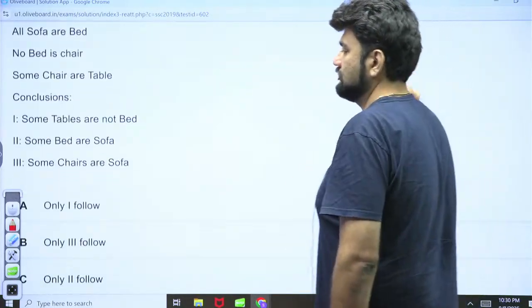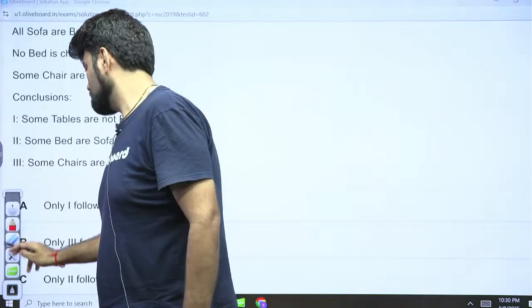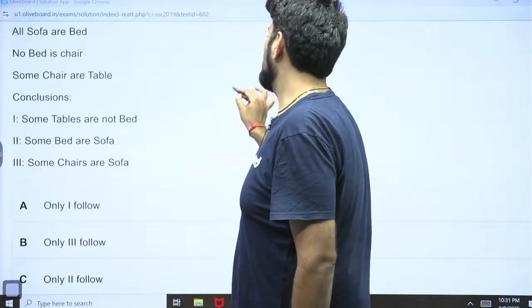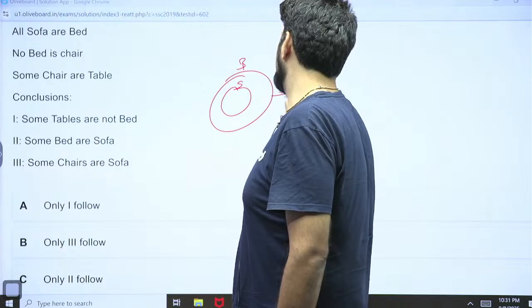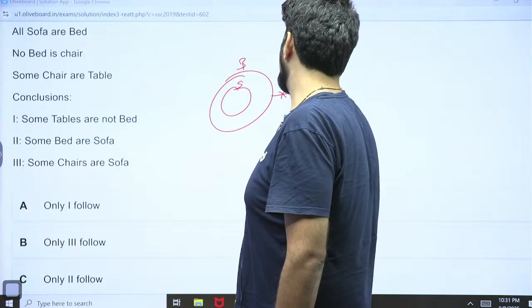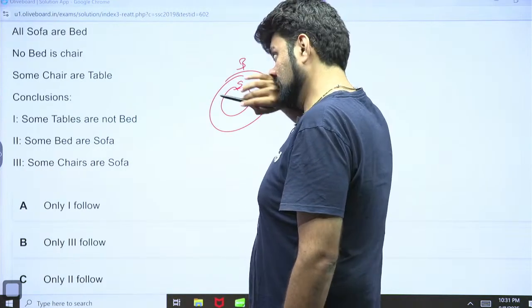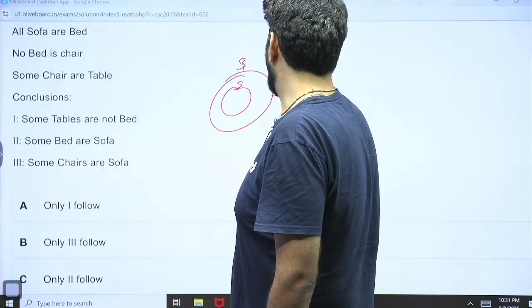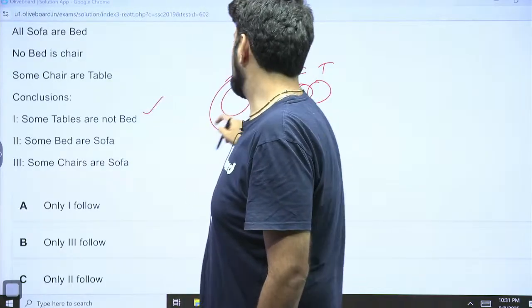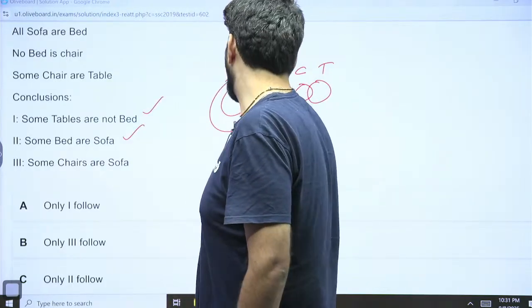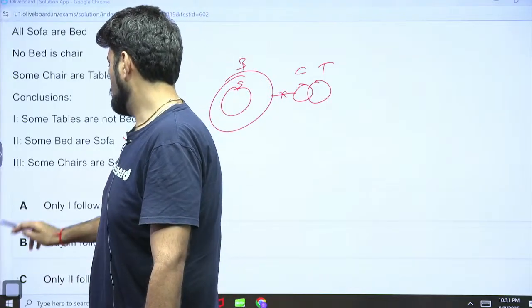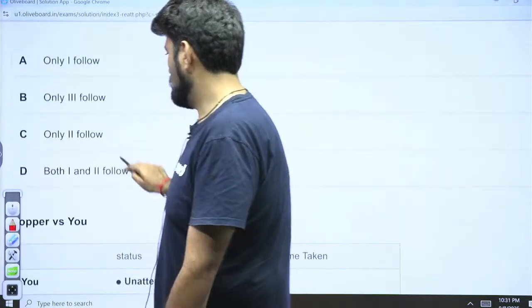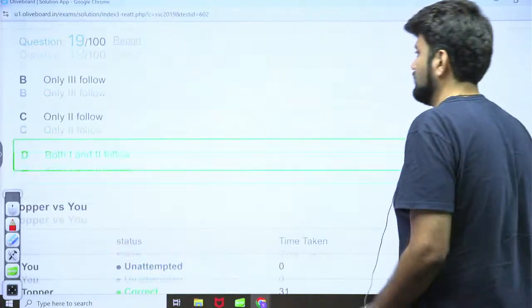Syllogism. All sofa are bed. No bed is chair. Some chairs are table. Some tables are not bed. Absolutely right. Some bed are sofa. Absolutely right. Some chairs are sofa. Not at all. So only 1 and 2 follow. Only 1 and 2 follow. 31 seconds. Very nice.